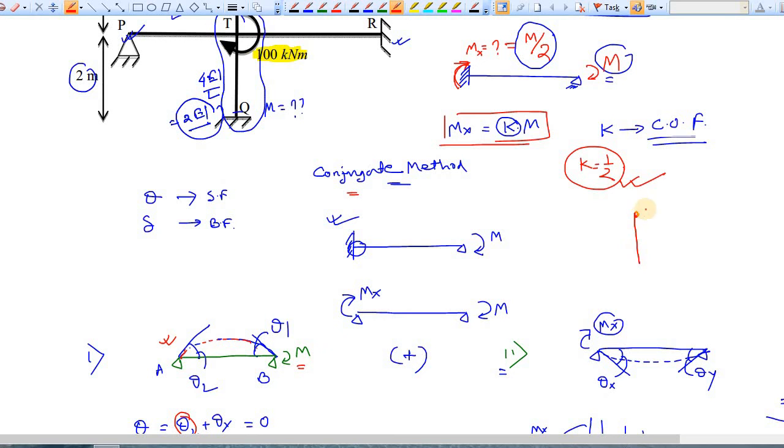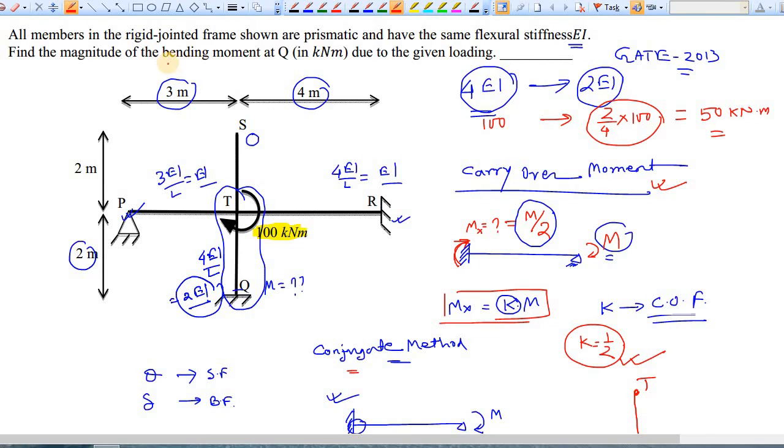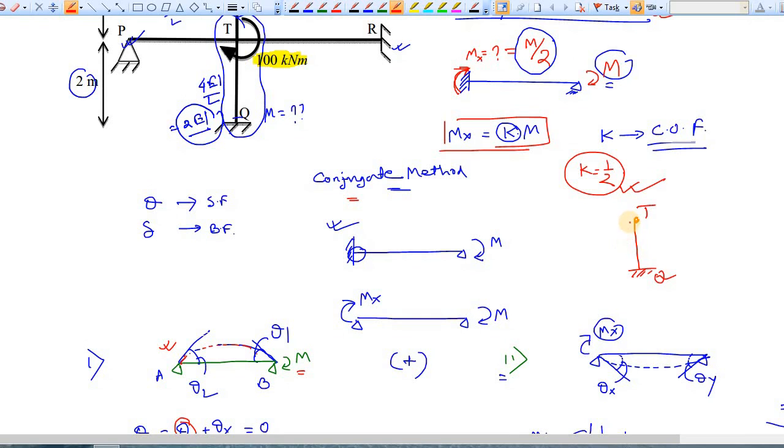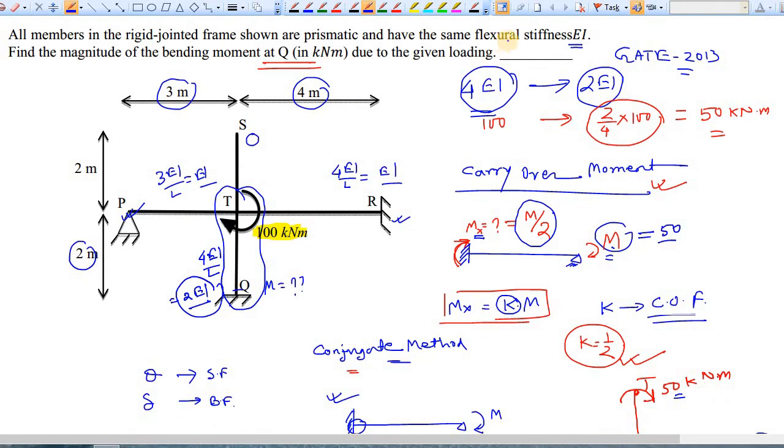Here is T, here is Q, and the question is how much bending moment at Q? Well, simply here you are applying a 50 kilonewton meter moment, so here M is equal to 50. How much moment is being carried at Q? Simply mx, which is M by 2. So here the moment is 50 by 2, that is 25. So the answer for this question is 25 kilonewton meter.